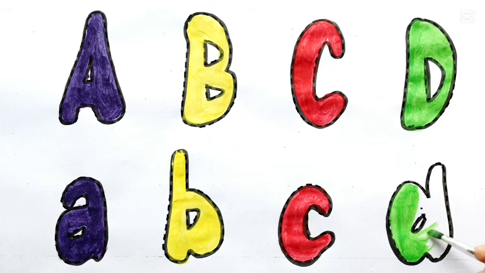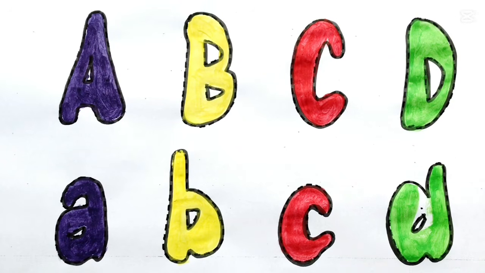Address, animal, answer. April, autumn. Ambulance, airplane, arrow. Alligator, ant. Amazing art. 1, 2, 3, let's go.